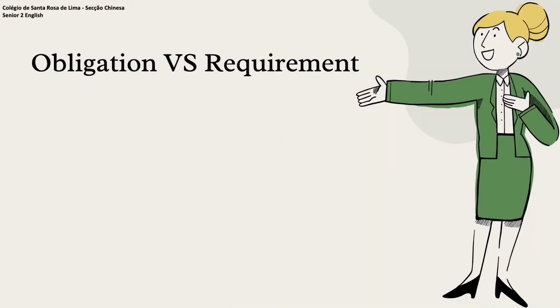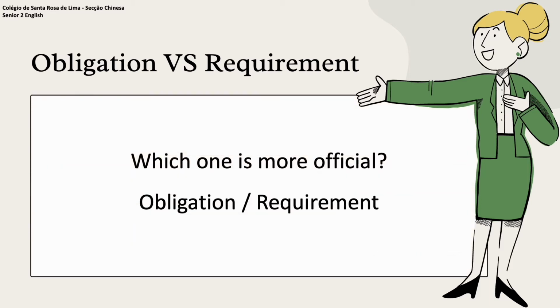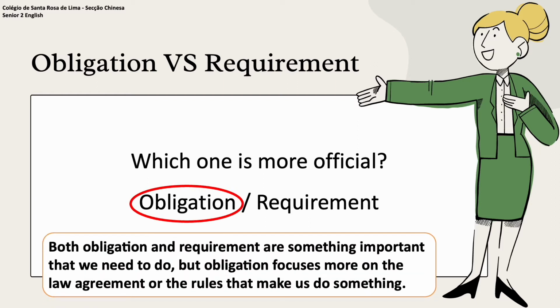Now, let's compare obligation to requirement. Girls, which one is more official, obligation or requirement? Yes, the answer is obligation. So, both obligation and requirement are something important that we need to do. But obligation focuses more on the law, agreement or the rules that make us do something. So, the key point of obligation is that it makes us do something.